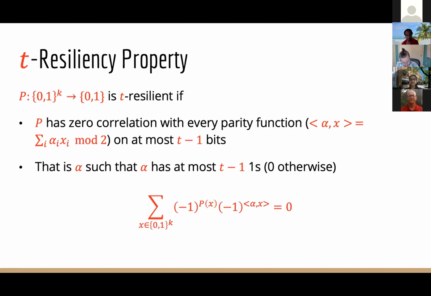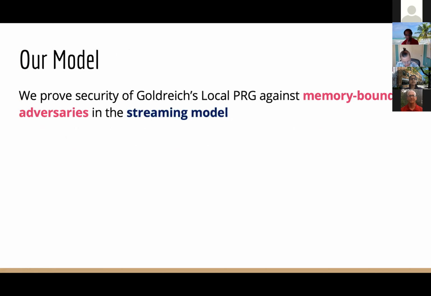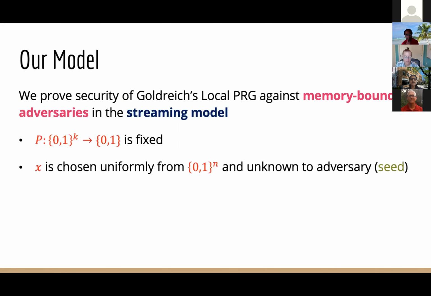Then this is called a t-resilient predicate. So let me elaborate on our model a bit more. We prove security of Goldreich's local PRG against memory bounded adversaries in the streaming model, where predicate P is fixed and X is chosen uniformly from {0,1}^n. And this is unknown to the adversary. This is thought of as a seed of the generator G.